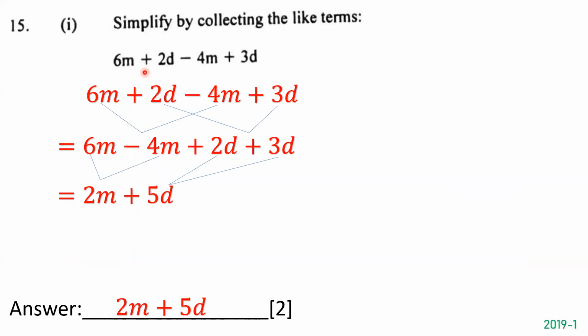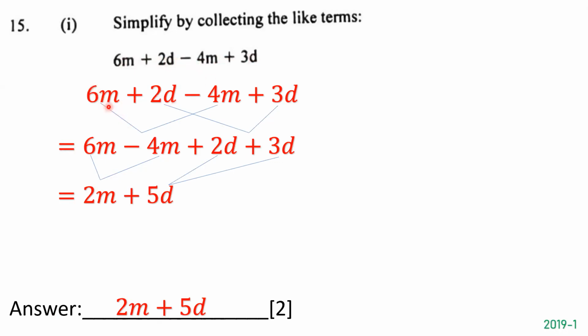Moving right along, let's consider this question. It says simplify by collecting like terms. So we have to collect the like terms, group them together. We can't add and subtract unlike terms. So whatever is like, we group together. So we group like with like, and then we perform our operations. So we have 6m plus 2d minus 4m plus 3d.